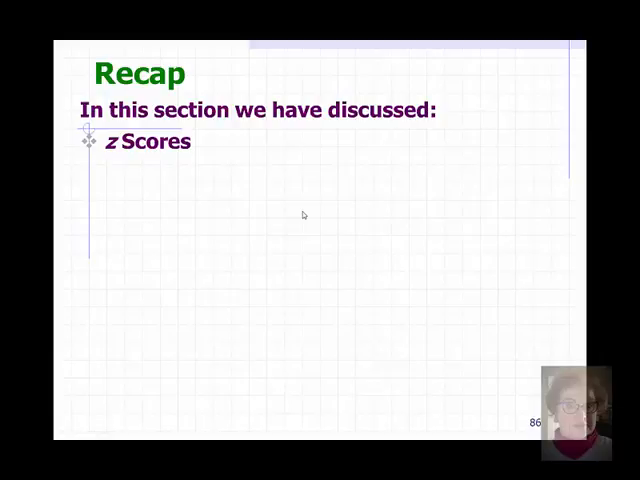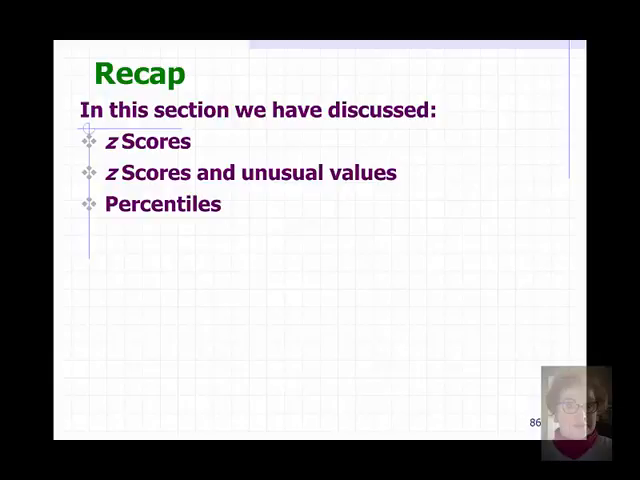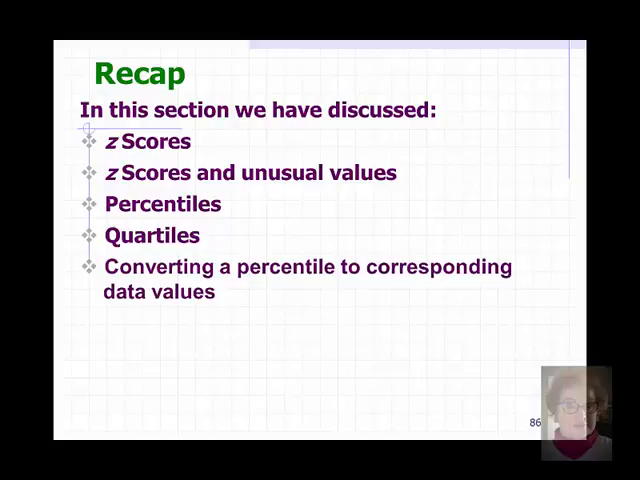Now, we've talked about z-scores. We've talked about usual and unusual values with z-scores. Remember, it's unusual if it's 2 or more standard deviations above or below the mean. We've talked about percentiles when we take the data and divide it into 100 equal parts with the same number of individuals in each part. We talked about quartiles where we divide it into 4 equal parts of numbers of individuals. We talked about changing a percentile to a data value.